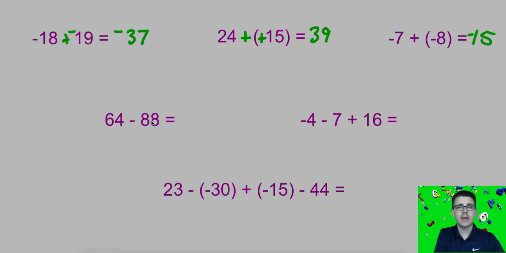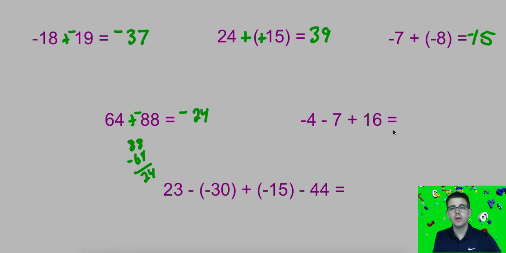64 minus 88. Well, 64 plus negative 88. I switch it to adding, and I switch the next number to its opposite. Here they have different signs, so the negative is going to win. And then I subtract 88 minus 64 is 24. So I get negative 24.